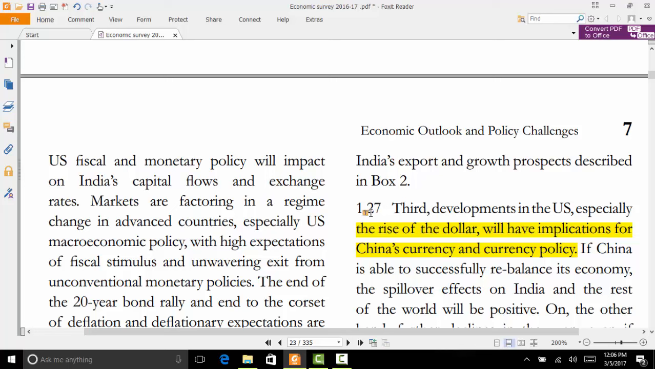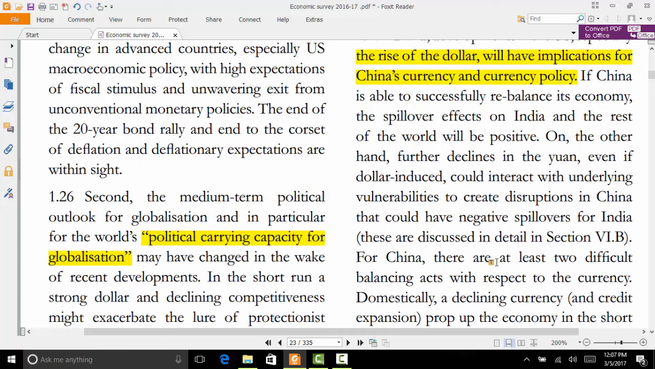Now come to point number 1.27. One of the developments in the US, especially the rise of the dollar, will have implications for China's currency. And why the rise of the dollar? Because the US is increasing the interest rate, so money is coming back to the US. So the rise of the dollar has implications for China's currency and currency policy. It discusses how that is.